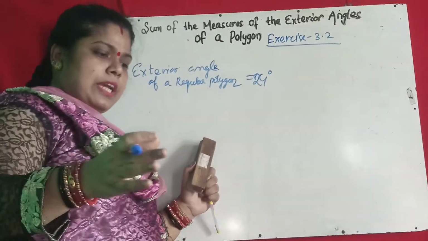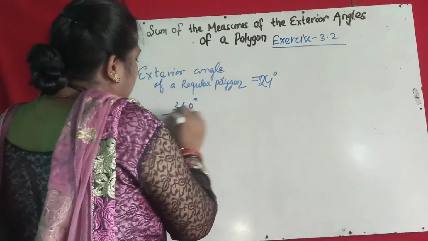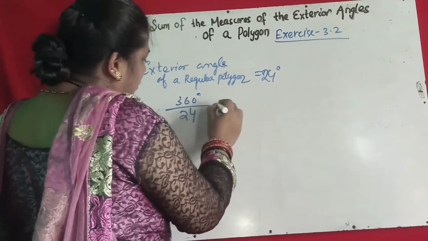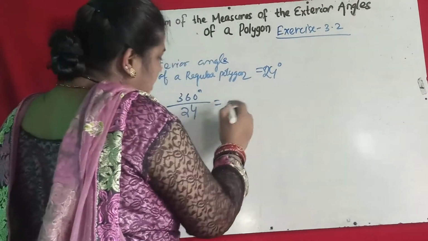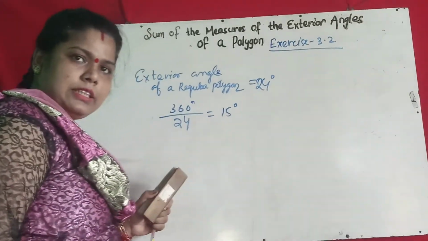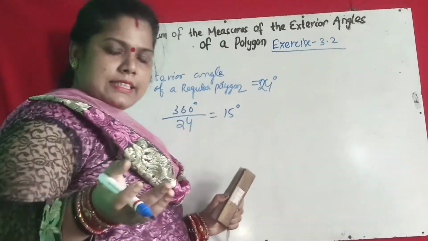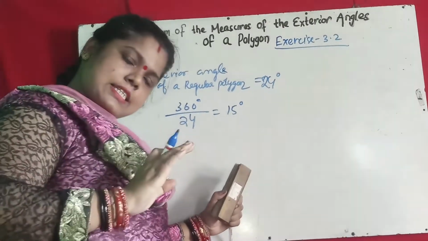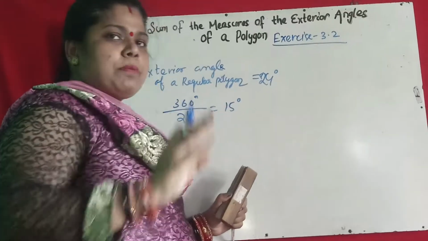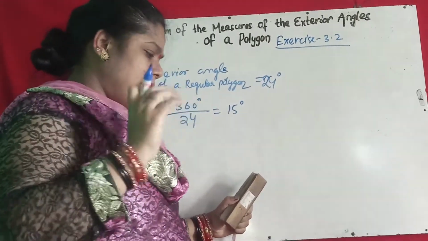Same thing. Okay, so that is 360 degree by 24, and the answer is 15. So the number of sides will be 15. So same procedure: if sides are given, the angle is asked; if the angle is given, the sides are asked, of a regular polygon, you simply divide it with 360 degree.